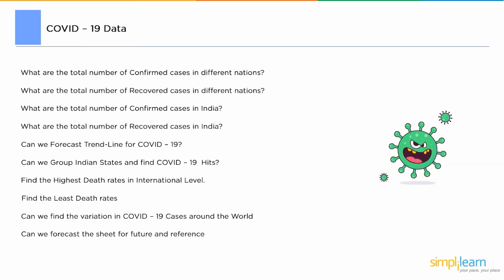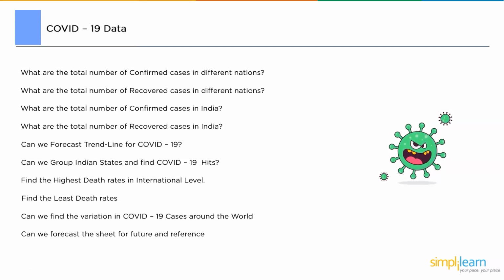Followed by that, we'll enter into the next query where we'll find out the trend line of COVID-19 at the international level, like how it started, how is it going on. And moving forward, we'll create a group of Indian states and we'll find out the COVID hits there, and then we will discuss the death rates. So highest death rates at international level and the least death rates at the international level. Then we'll enter into the next segment where we'll find out the variation in COVID-19 cases around the world. And then finally, we'll discuss the future of COVID-19 at the international level.